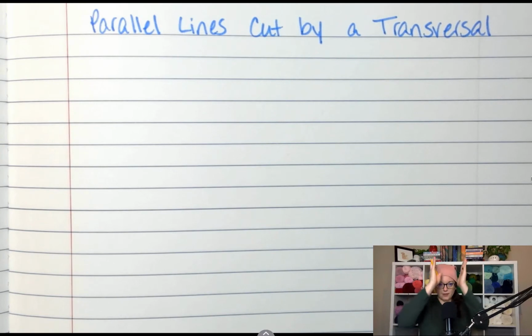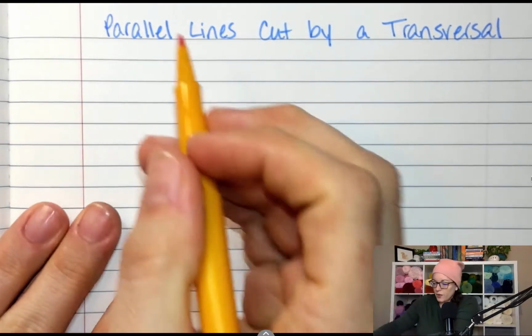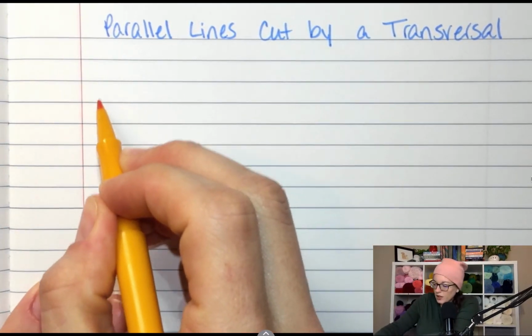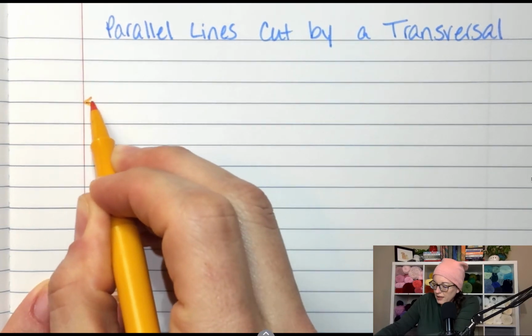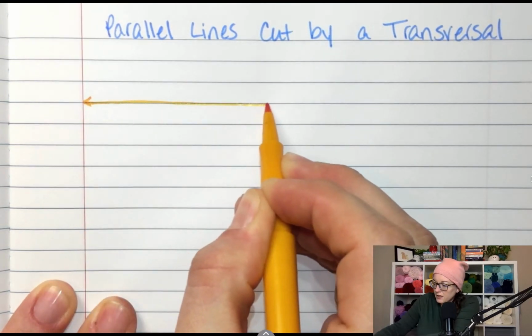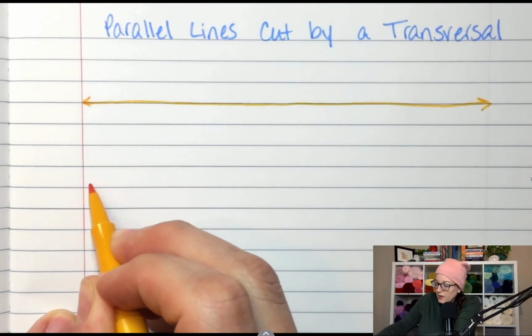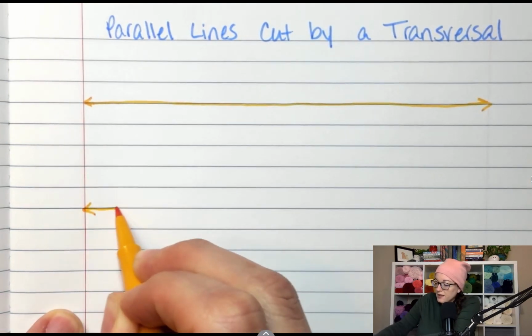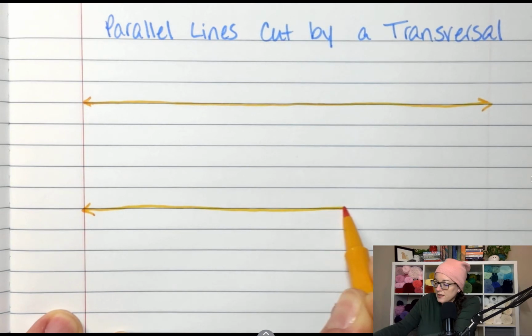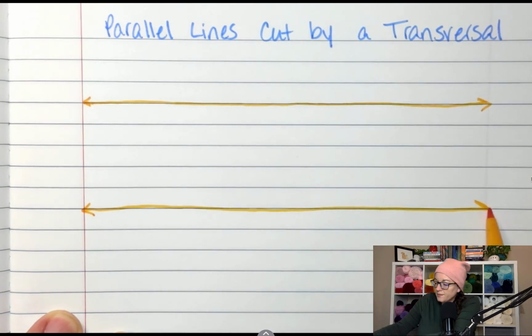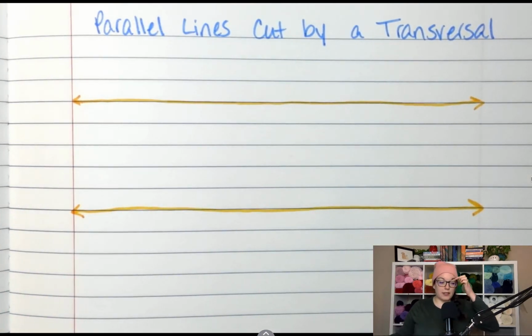Parallel lines never cross. So we're going to draw two parallel lines going across our paper like this. You can make them big. We're just going to talk about them and label them. This whole lesson is basically talking about these lines and labeling them. All right, so these are my parallel lines.